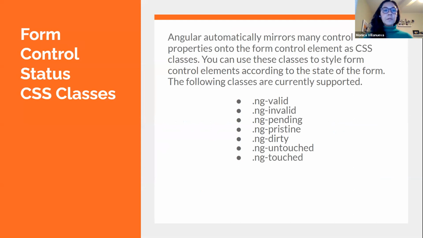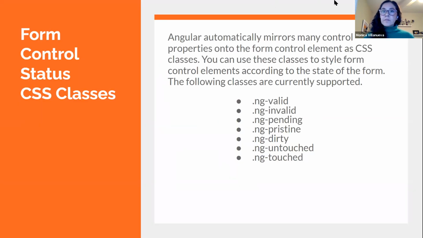And then there's the form control status CSS classes. When your form is invalid, Angular automatically puts these classes on your form. So it makes it easier to style your form when your form is invalid, or if it's dirty. You can use all these classes to help you style your form based on the validity.